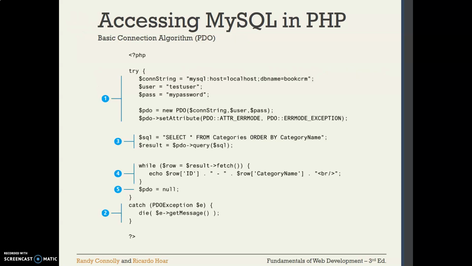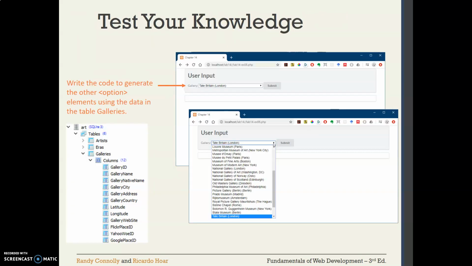So there's our basic connection algorithm again, right? We've looked at those 5 steps. Let's actually do something practical. So what I want you to do is write the code to generate the other options in this gallery. Oh, I see I have the wrong screen capture. I'm going to have to redo this. But the gallery here, the first option should say select a gallery. And then the idea is that when you click on this list here, you'll see a populated list that's been populated from a database table.